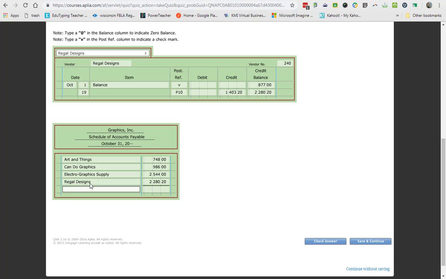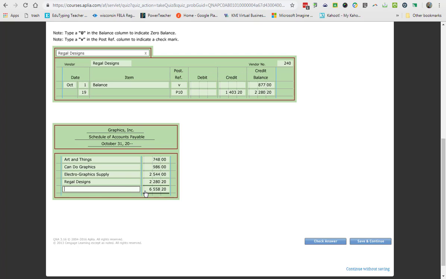Break out your handy-dandy little calculator. We have $748 plus $986 plus $2,544 plus $2,280.20. I get a new balance, or I get a total of $6,558.20. Does anyone agree? Got a couple people?